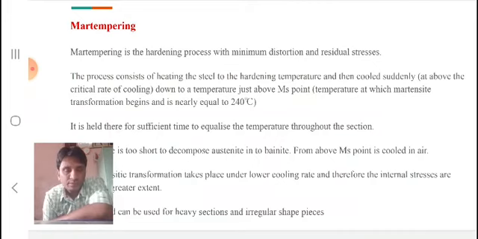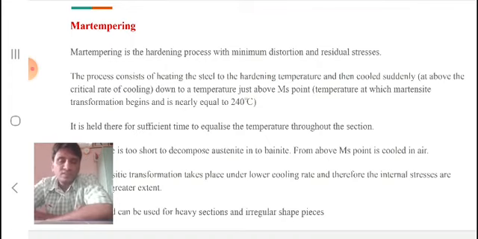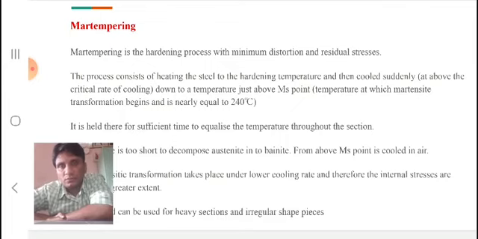In the previous one, in Austempering, what is the microstructure we get? We get bainitic microstructure. We need to remember this. Why? In Austempering, we quench the steel into the oil bath, which is maintained at a temperature around 300 to 350 degrees centigrade. Therefore the structure we get is bainitic structure.